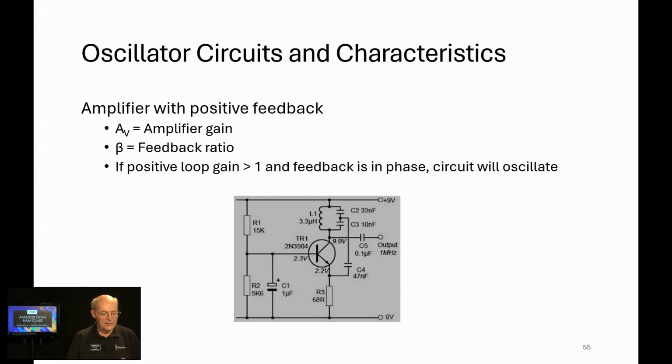So first of all, what will make a circuit oscillate? Well, if you've got an amplifier and the gain is greater than 1 and the feedback is in phase, the circuit will oscillate. That means it'll ring. It'll just continually be generating an output based on the output being fed back to the input. So those are the conditions.